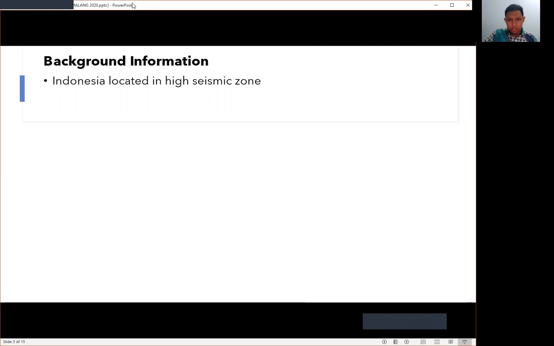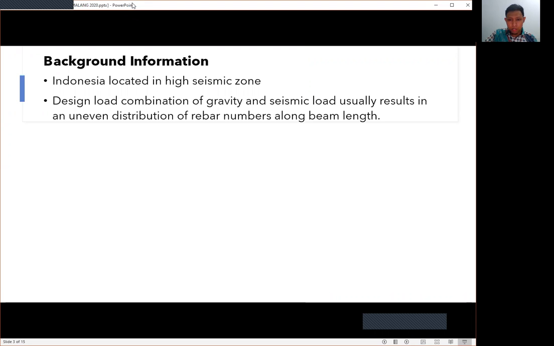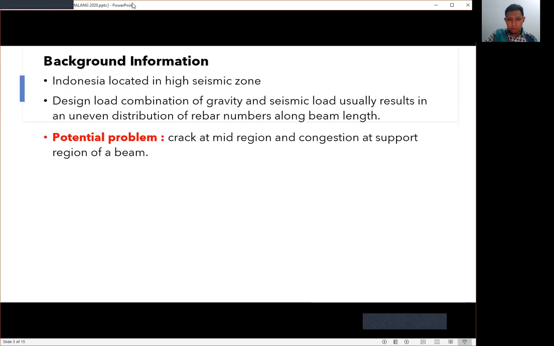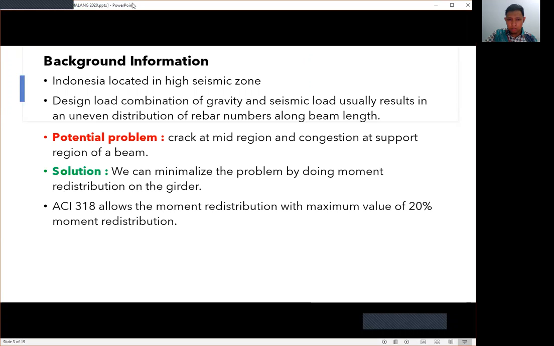As a country located in a high seismic zone, the majority of the buildings here are seismic resistant buildings. The general combination of gravity and seismic load usually results in an uneven distribution of moment along the beam length. It leads us to potential problems such as cracks at the mid-region and congestion at the support region of the beam. One of the solutions that we can offer as design engineers is doing moment redistribution. ACI 318 allows moment redistribution with a maximum value of 20%.